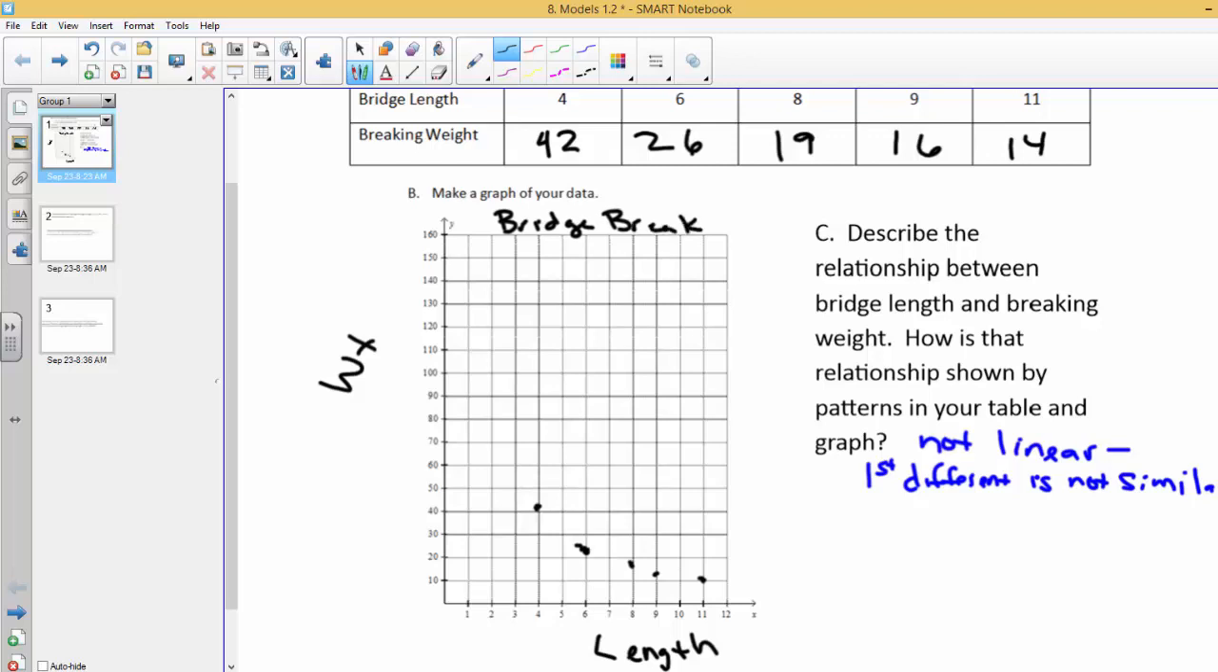So again, first you check to see if it's linear by subtracting. Now you're going to check to see if x times y gives you the same exact number. So 4 times 42, I'm going to grab a calculator, is 168. 6 times 26 is 156. 8 times 19 is 152. 9 times 16 is 144. And 11 times 14 is 154.